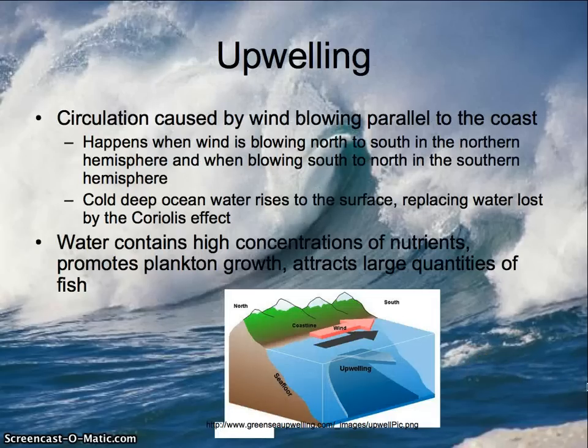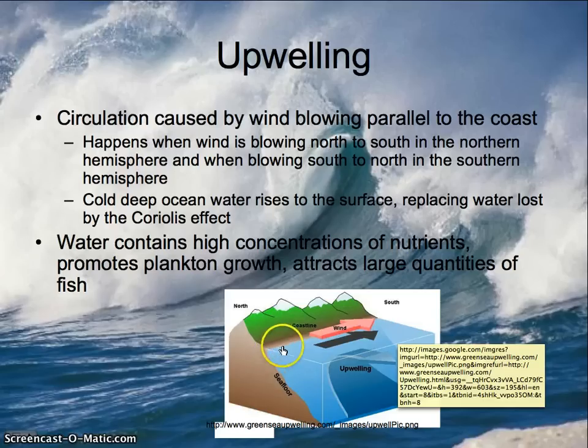Now, there are two other factors known as upwelling and downwelling. Upwelling is a circulation that's caused by wind blowing parallel to the coast. It happens when wind is blowing north to south in the northern hemisphere or south to north in the southern hemisphere. As this wind pushes against the coastline, it's moving the water. Well, as it moves the water, water from below has to come up and take its place.